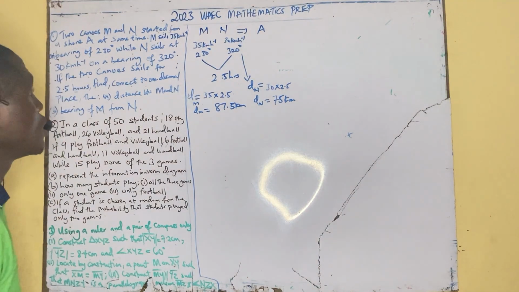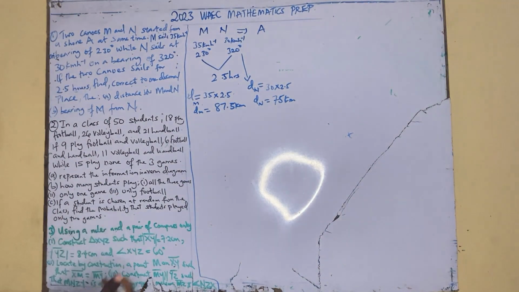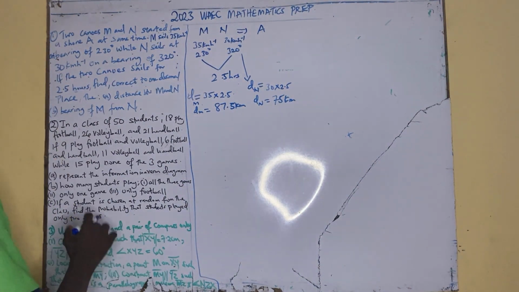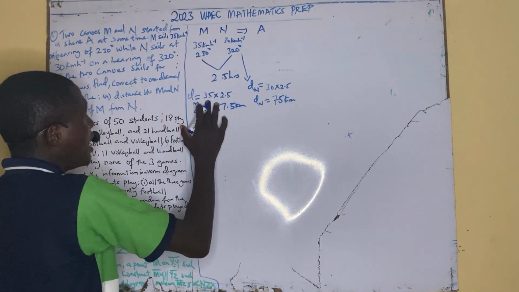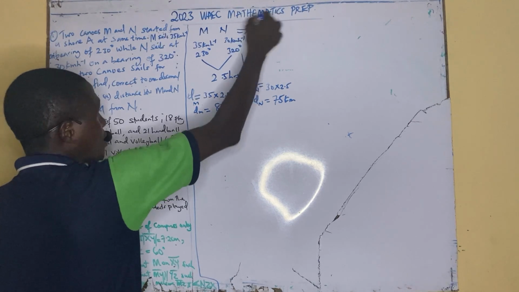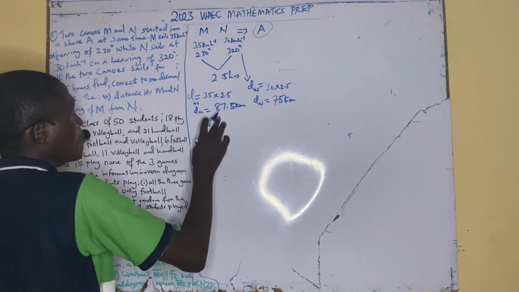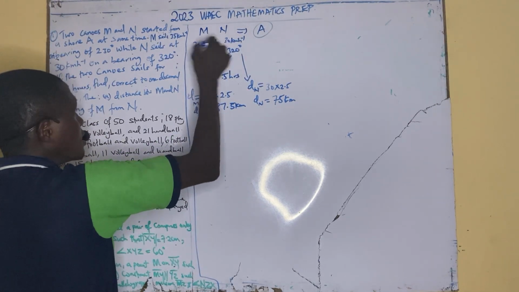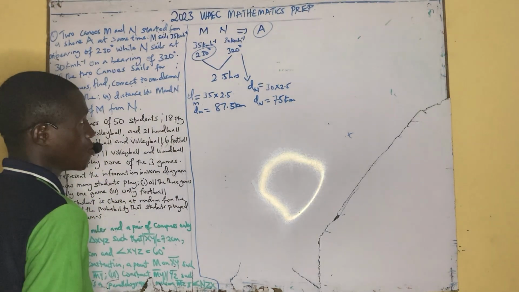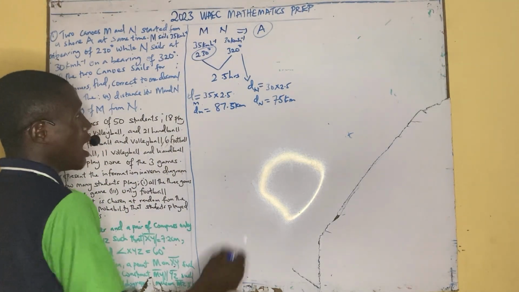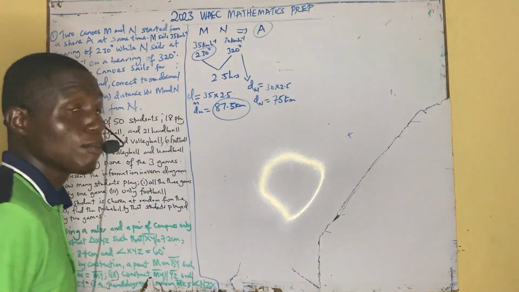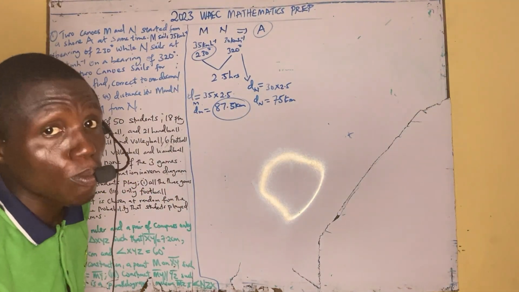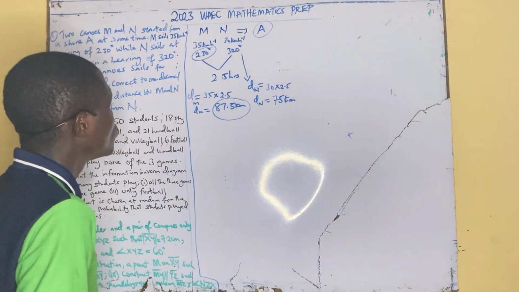Now the next thing is to interpret the question itself. Now we are told that M travels from shore A on a bearing of 230 degrees, and covers a distance of 87.5 kilometers in 2.5 hours. So how do you now draw that?